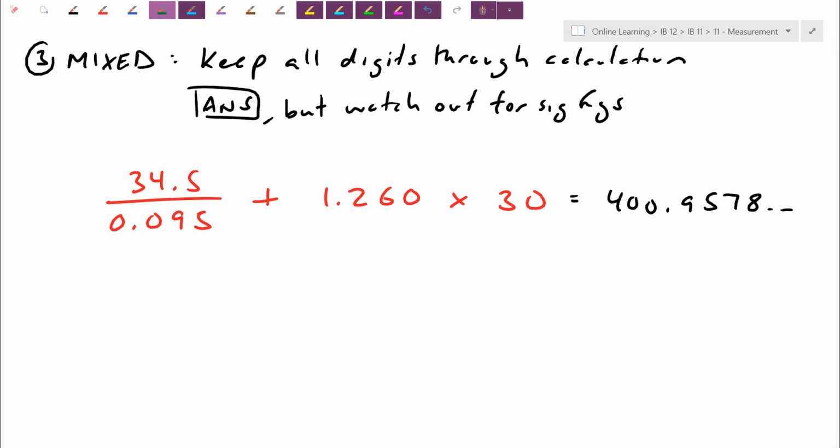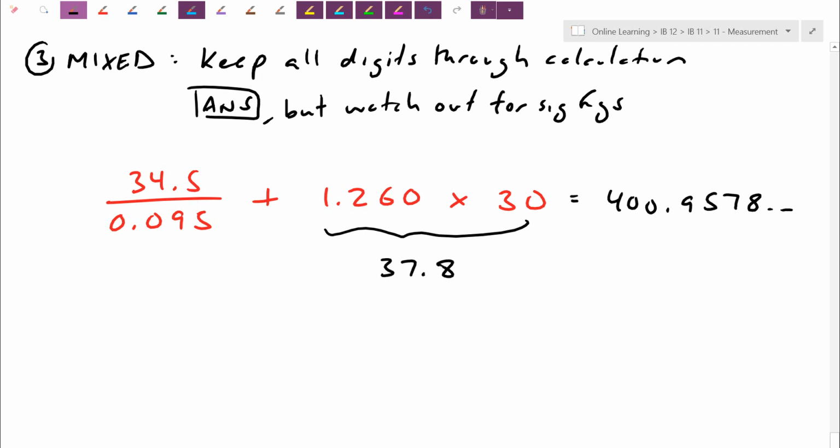And the numerical value should be 400. No matter how weird my rounding gets, the ballpark should be somewhere close to 400. What we're going to have to do here is do the part separately. So for example, let's do this part: 1.26 times 30. Calculator gives me here 37.8.